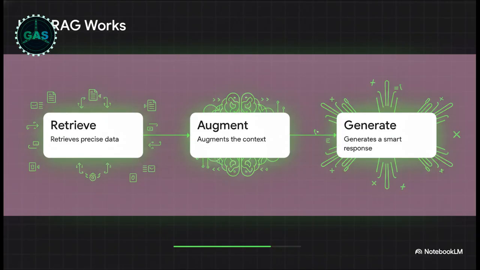Step 1, the system retrieves the specific document. Step 2, it augments your original prompt with that precise, factual context. And step 3, it generates a flawless, mathematically cited answer. So let's explore how we actually build this.